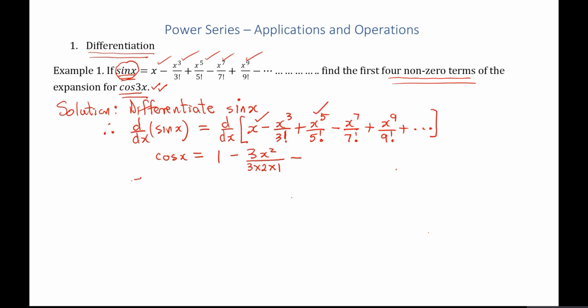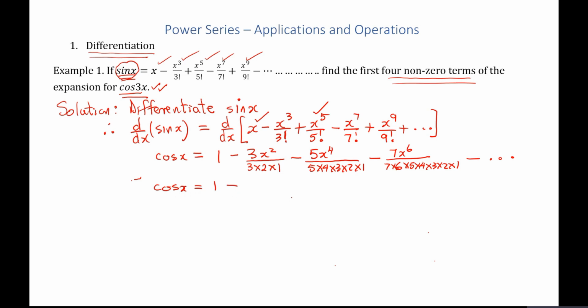So let's go on to the next term. What is the derivative of x to the power 5? 5x to the 4. What is the factorial of 5? 5, 4, 3, 2, 1. Minus derivative of x to the 7, 7x to the 6. And that's 7, 6, 5, 4, 3, 2, 1. And let's stop there. Now I'm going to simplify. So I'll get cos of x is equal to 1 minus.